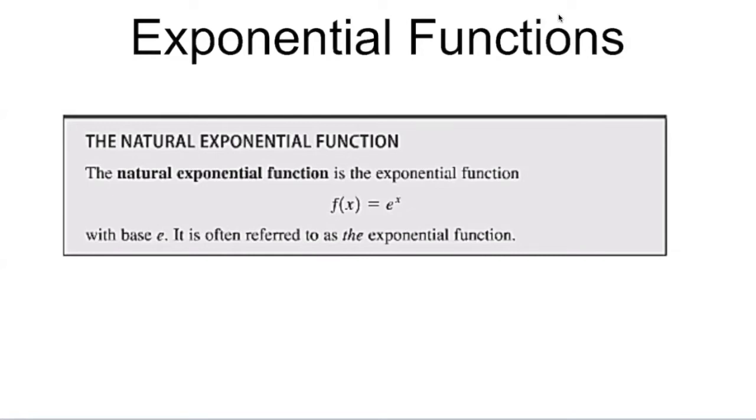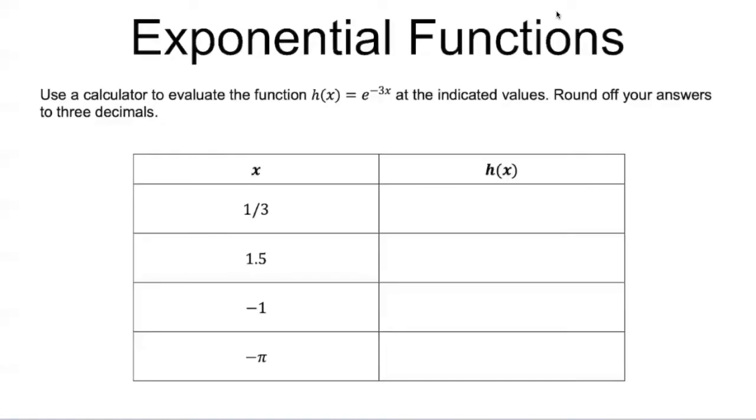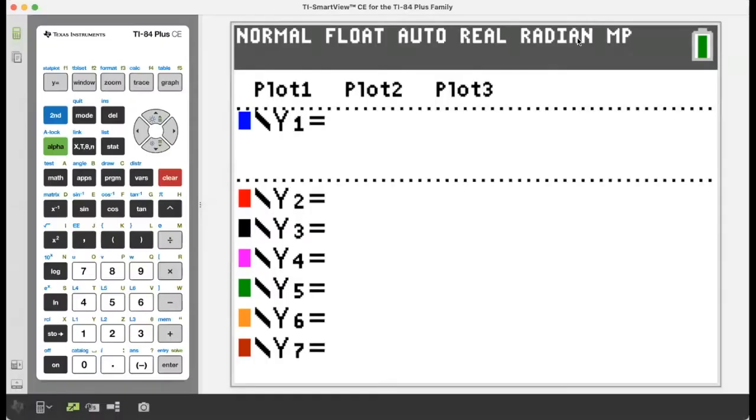So if you were to input into your calculator e to the power something, or whatever that power is, it will render a result. So we will look at an example where we are working with the base e. Similar to our first example, we are asked to evaluate the function h, which is e to the power -3x. We will return back to our graphing calculator to evaluate this for the 4 given x values.